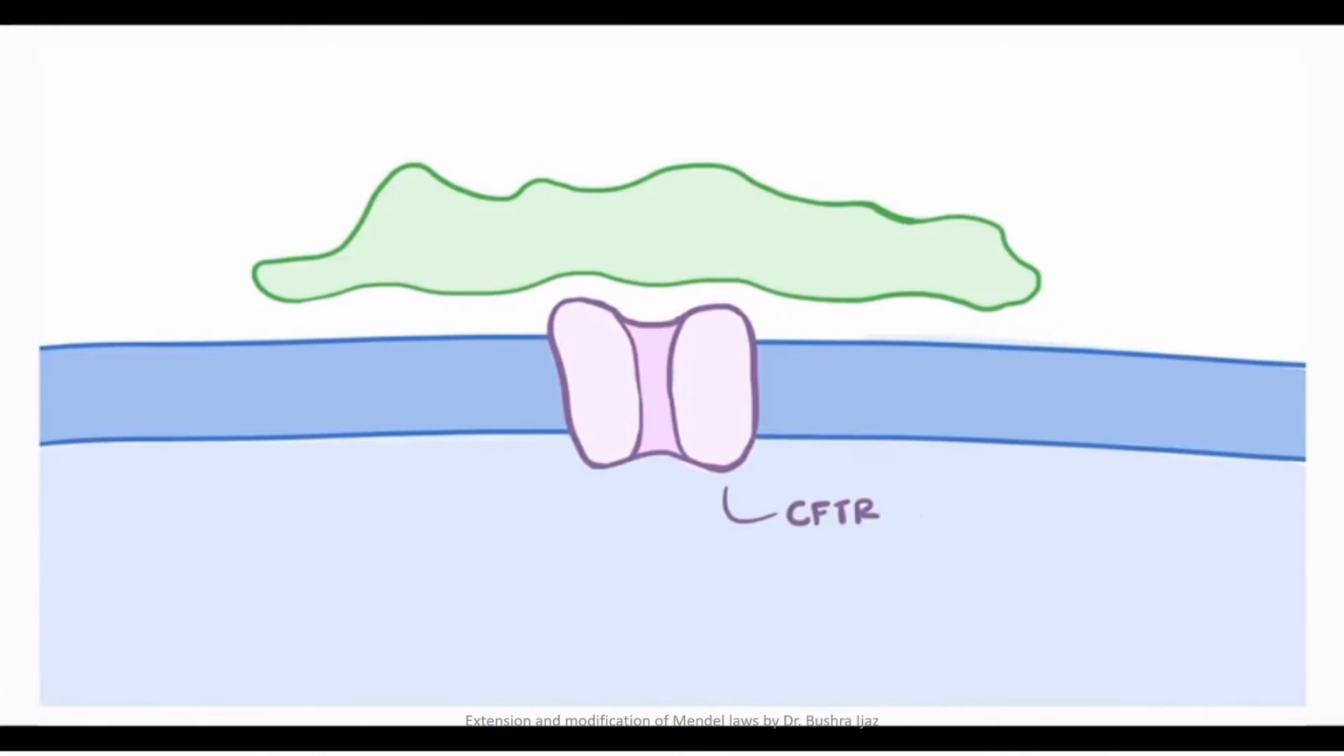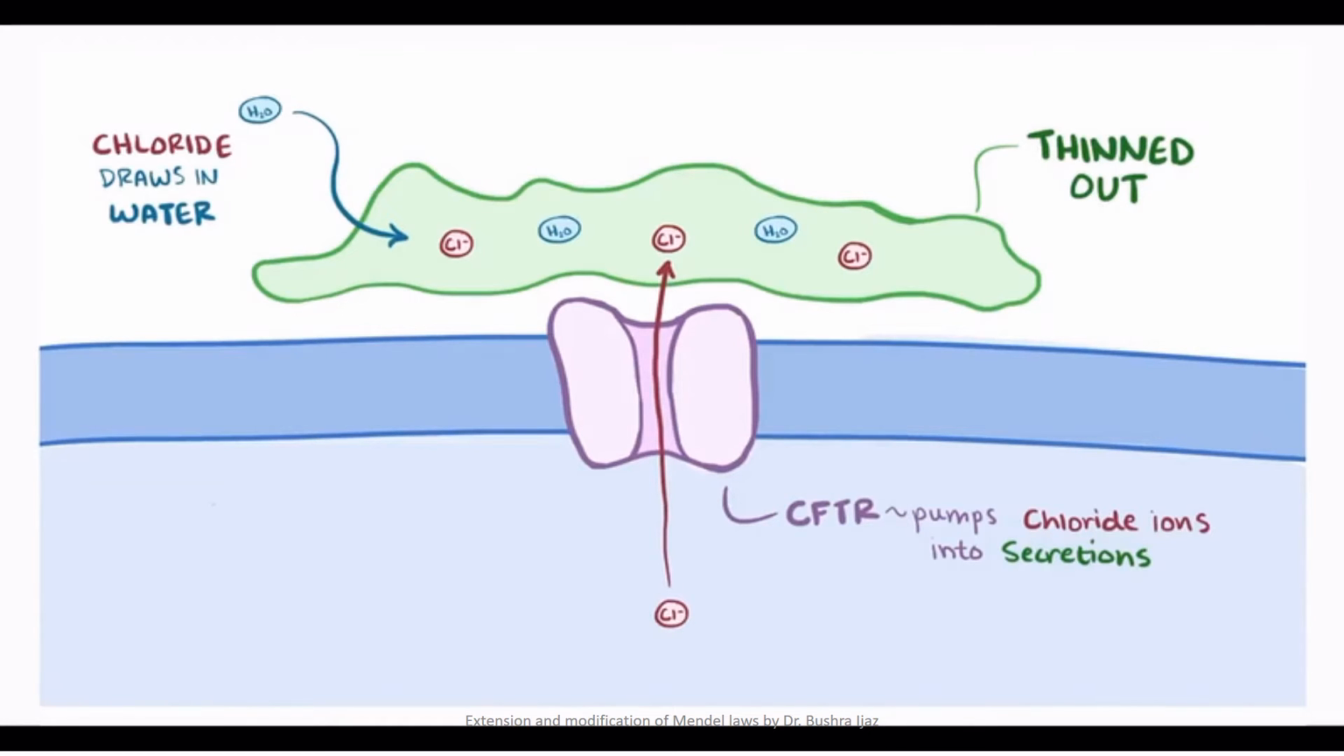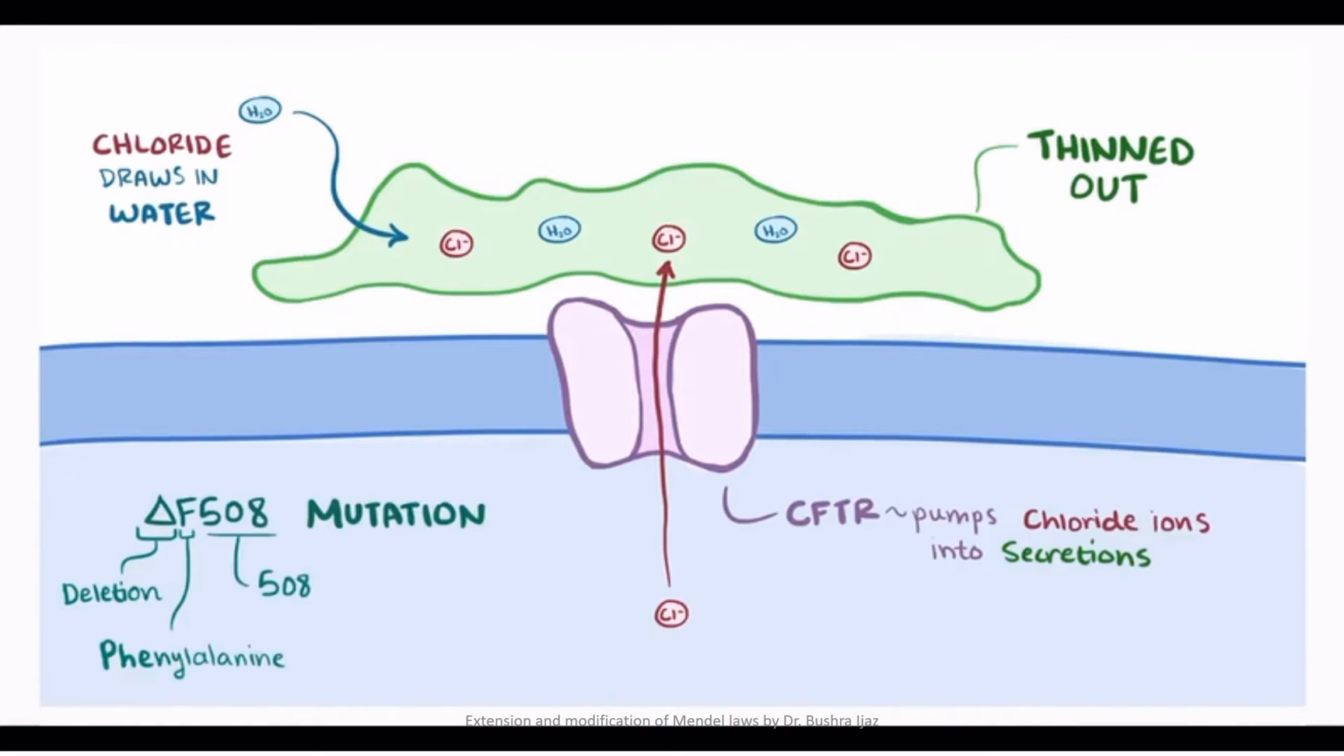Now, the CFTR protein is a channel protein that pumps chloride ions into various secretions. Those chloride ions help draw water into the secretions, which ends up thinning them out. The most common mutation with CFTR is the delta F508 mutation. Delta means a deletion, and the F, which can also be written as Phi, is short for phenylalanine, and the 508 is the 508th amino acid in the CFTR protein. So the delta F508 mutation is where the 508th amino acid out of 1480, phenylalanine, is deleted and missing.